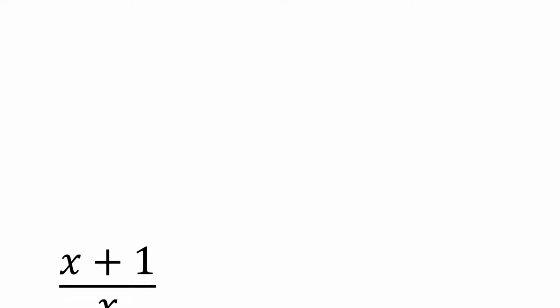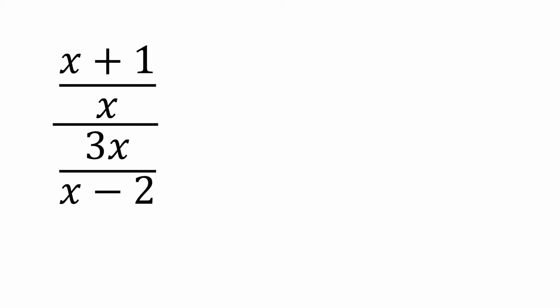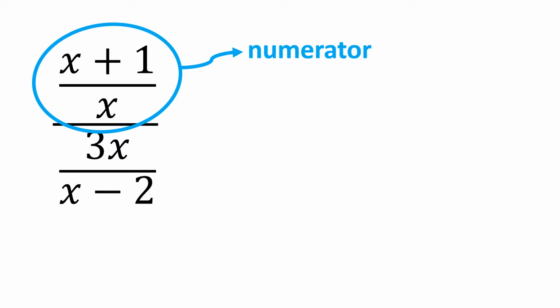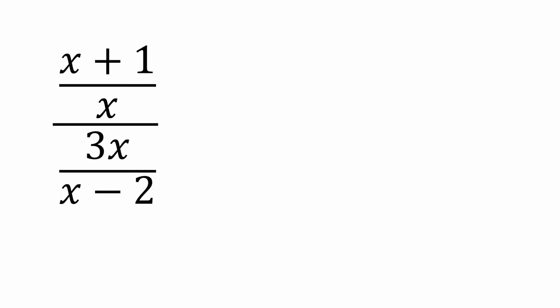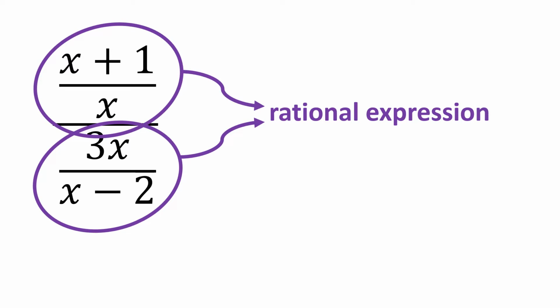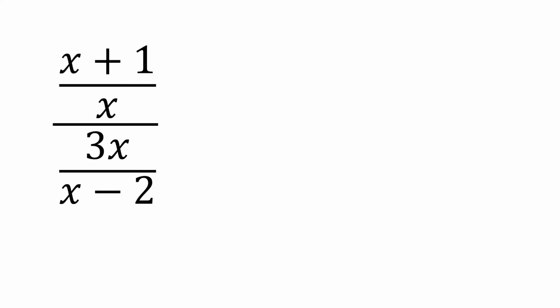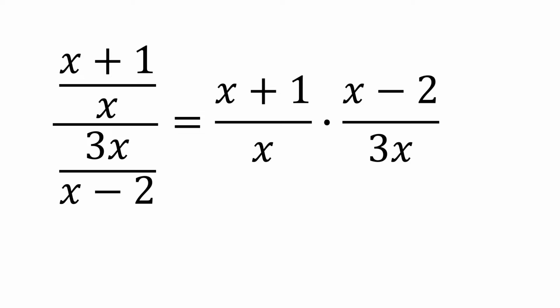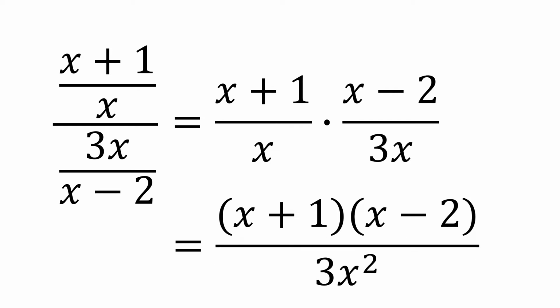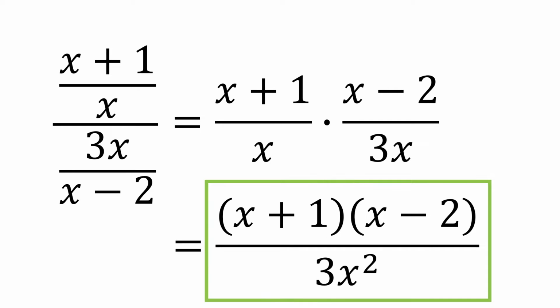Now let's say we have ((x plus 1) over x) over (3x over (x minus 2)). Now in this case, the numerator is (x plus 1) over x, and the denominator is 3x over (x minus 2). Now this is a complex rational expression because both the numerator and denominator are rational expressions. Now by property of fractions, this equals (x plus 1) over x times (x minus 2) over 3x, which simplifies to (x plus 1) times (x minus 2) over 3x squared.